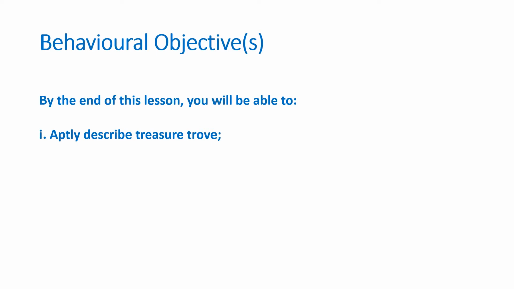Before we move on, I'll need to intimate you with the behavioral objectives. By the end of this lesson, you will be able to aptly describe treasure trove. You should be able to describe what a trove is. That's supposed to be a collection of jewelries. You should be able to list 5 figures of speech used in the poem.